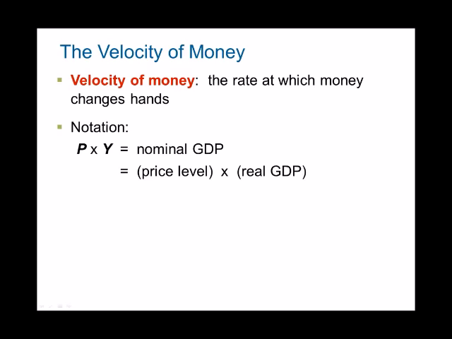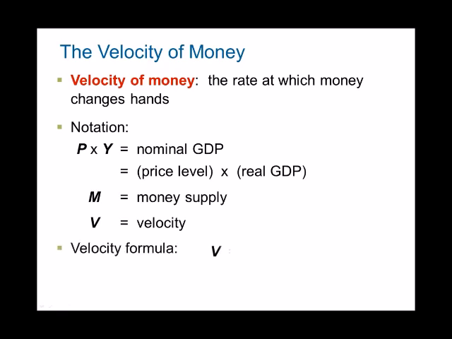So let's put in some notation. P we know as price. Y we have used before as real GDP. So P times Y gives us nominal GDP. It's basically converting real GDP to how much money today you have to spend to purchase Y units of output. Let's say M is the money supply, and let's say V is the velocity. So the velocity is telling us, if M is the money supply, how many times does money have to change hands in order to purchase P times Y amount of nominal GDP.